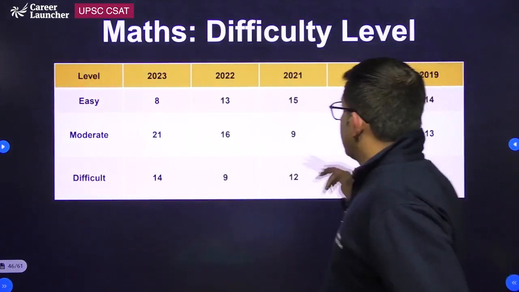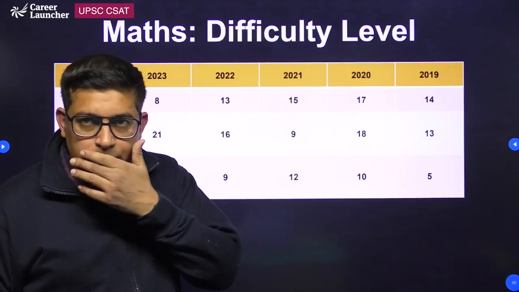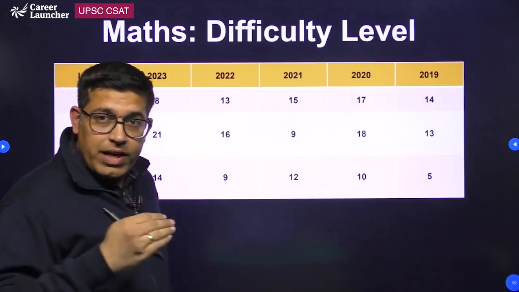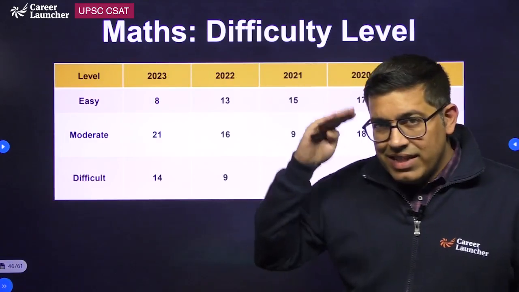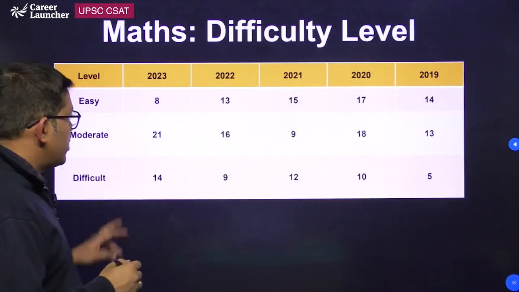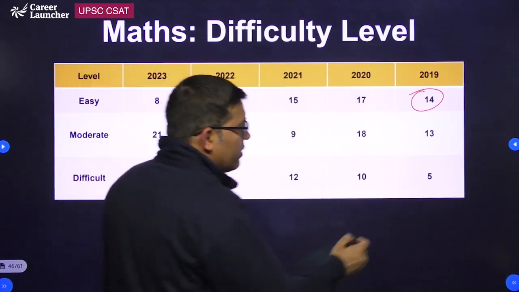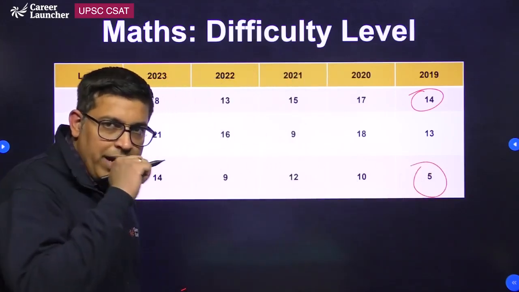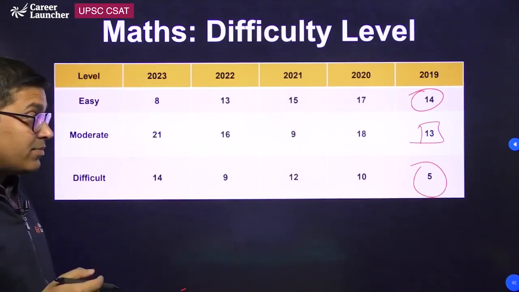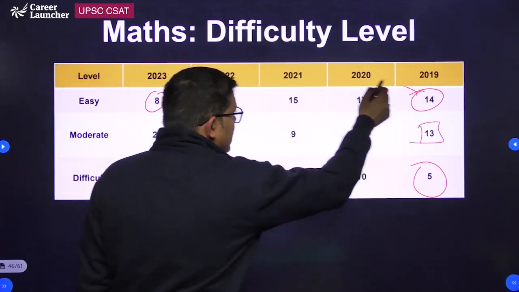I have analyzed the last 5 to 6 years of the maths quant section of the actual CSAT paper. I have divided the paper into easy, difficult, and moderate questions. In 2019, there were 14 easy questions in maths, 5 difficult questions, and 13 questions of average, moderate difficulty level. Now cut to 2023: 8 easy questions. From 14, that has been reduced to 8.